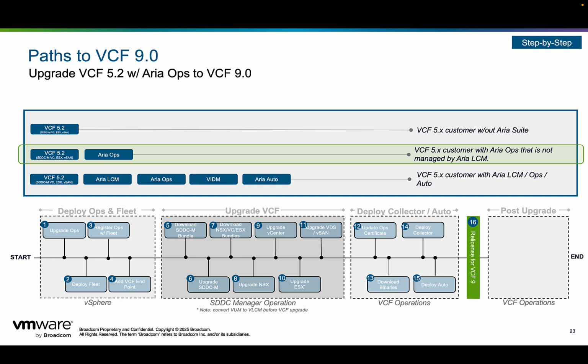We can then go in and relicense our environment with a VCF 9 license, and then move on to post-upgrade activities, such as deploying an instance of VCF logs, deploying an external VIDB instance, configuring VCF SSO, enabling vCenter linking, as well as deploying other components like Operations for Networks, HCX, etc.